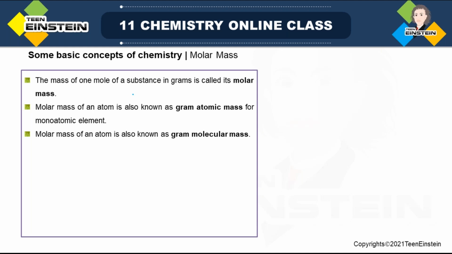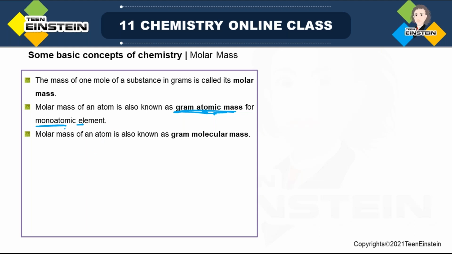Molar mass of an atom, you can also express it like this, gram atomic mass. Gram atomic mass is used when it is a single atom, and if it is monoatomic, suppose argon, which is a noble gas, it is monoatomic. So in this case you can directly use gram atomic mass.